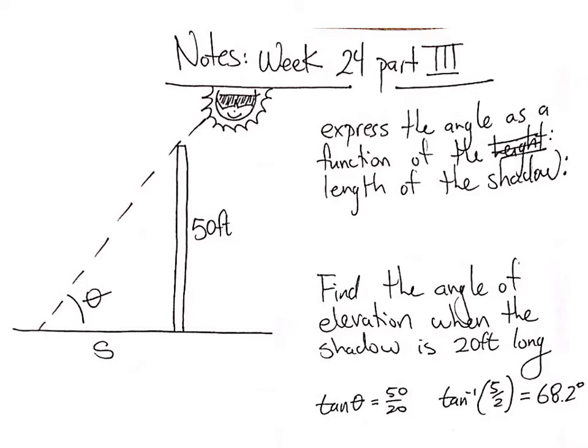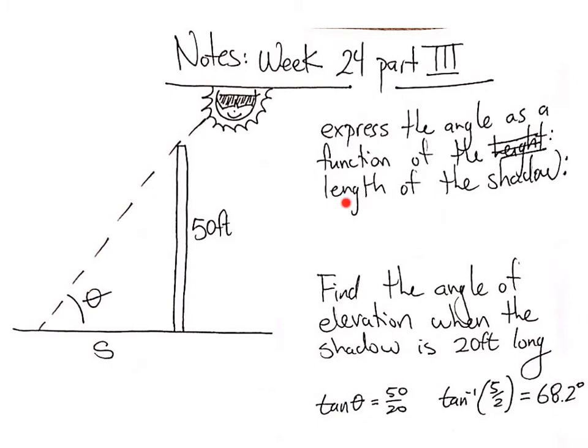Alright, so next we have a flagpole, and here's the sun out here, and it casts some shadow. So this S stands for the shadow that the flagpole casts. Express the angle as a function of the length of the shadow. So what is this in terms of the length of the shadow? And then find the angle of elevation, this angle of elevation, when the shadow is 20 feet long.